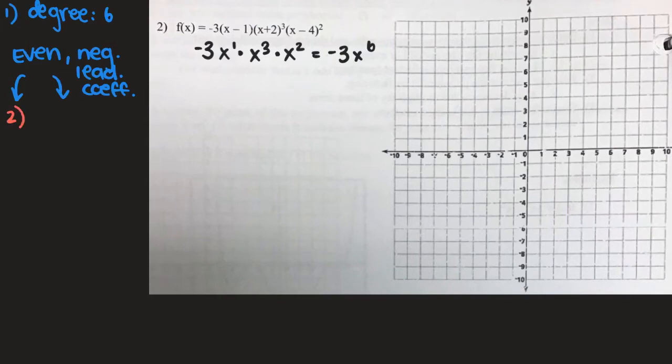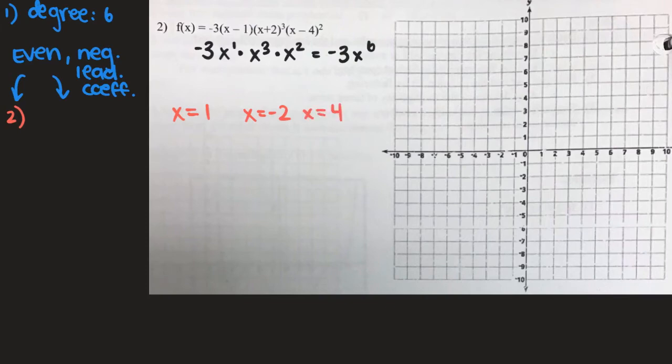All right, now on to the second step. Now we're going to figure out our roots and their multiplicities. Luckily for us, they already factored it for us. So I know that I have a root at x equals 1, x equals negative 2, and x equals positive 4.